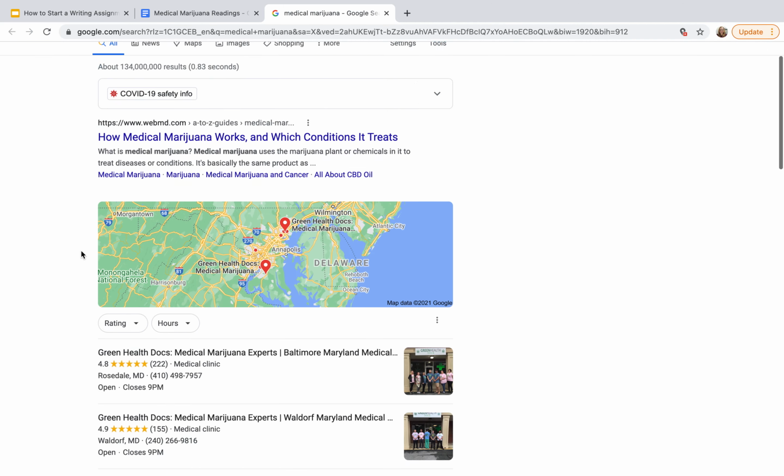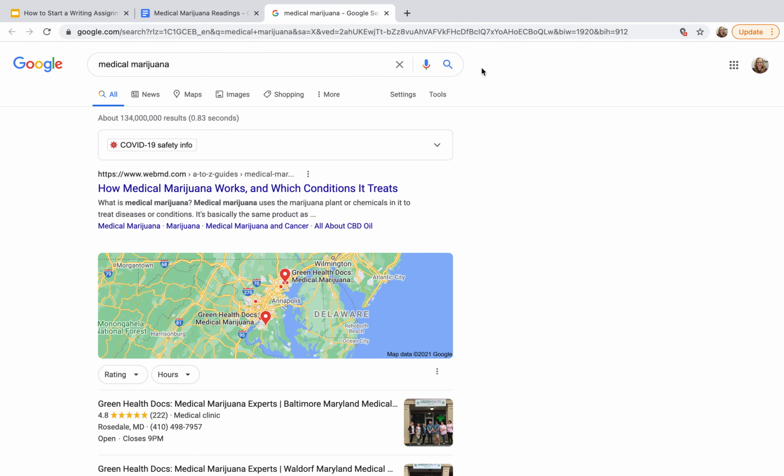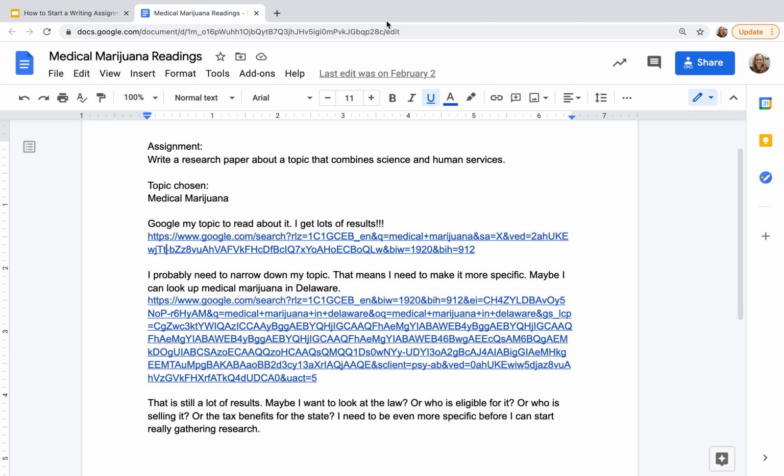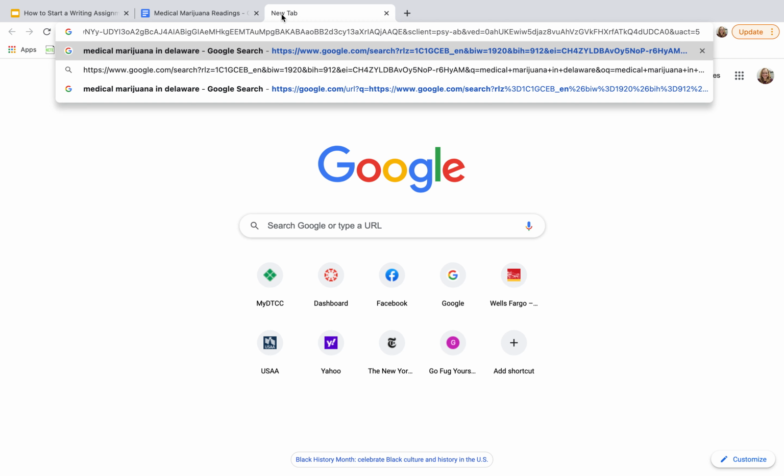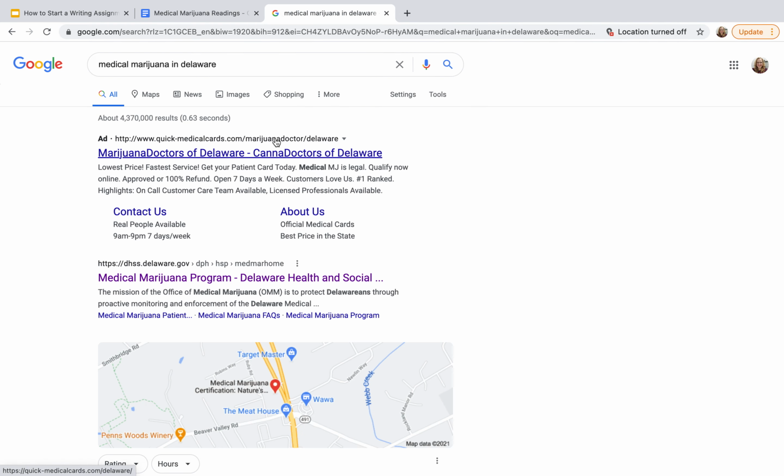This is too broad for me to really read all of this. So I'm going to try to narrow my topic down. So I'm in Delaware, so I'm going to look up medical marijuana in Delaware. Let's get that copied and pasted. Medical marijuana in Delaware. This narrows it down a little bit.